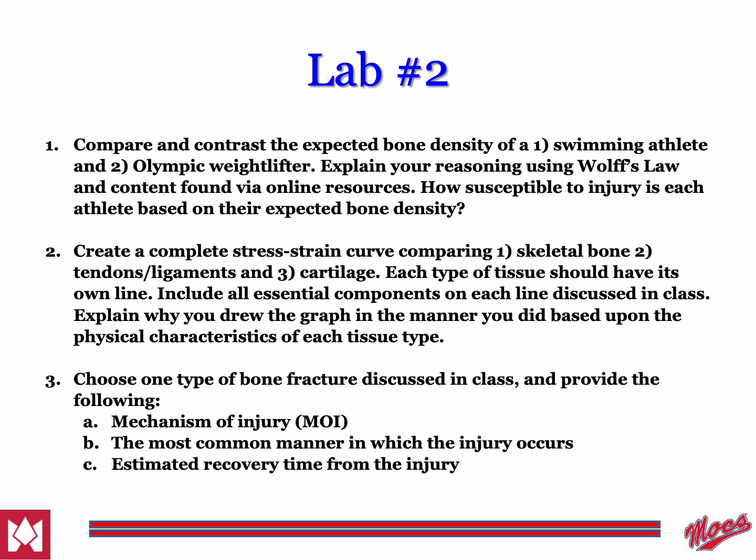Number 2, I want you to create a complete stress strain curve comparing skeletal bone, tendons and ligaments, and cartilage. So on this curve, you should have 3 lines, one for each type of tissue. For each line, you need to include the elastic region, the yield point, the plastic region, as well as your failure point. All right. Now, after you do that and you label your graph, you label each of those lines, provide a written explanation of why you drew the graph the way that you did.